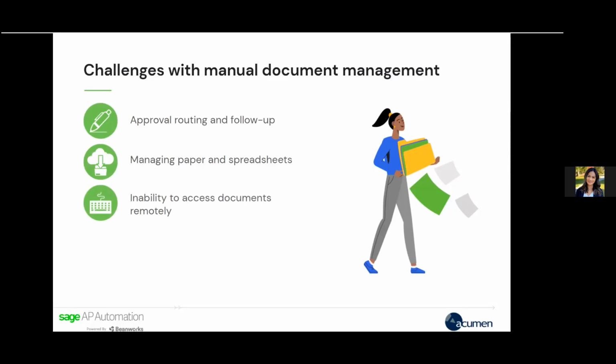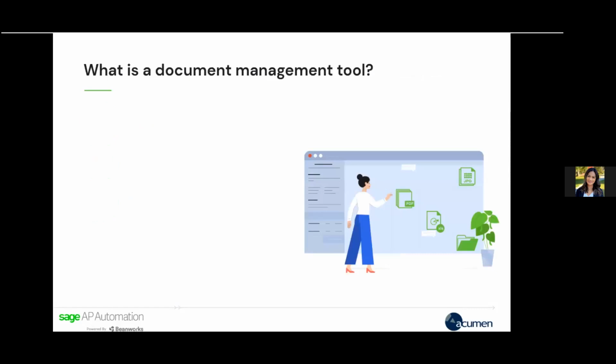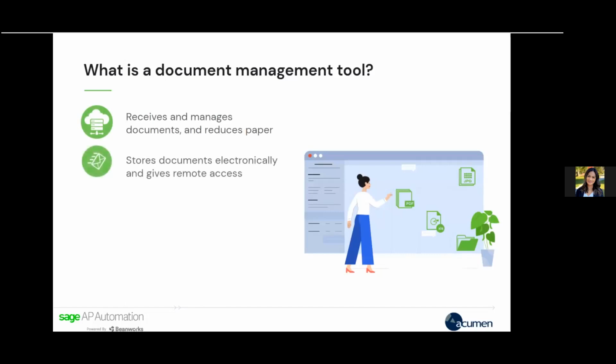Now, you can solve all of these challenges with an automated document management tool. For AP teams, an agile document management tool receives and manages documents online, reducing the dependency on paper. It allows for all data to be stored electronically, giving you the flexibility of remote access. And it also routes documents for approval and follow-ups digitally. Let's take a look at the solutions that you can use for document management.